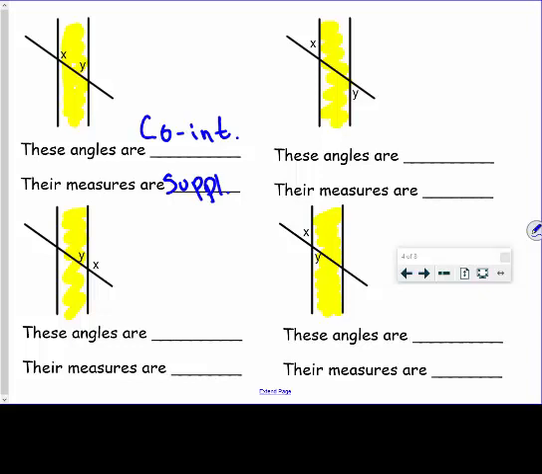Alright, Amandre, next one. What are they? Alternate exterior. And they're congruent. And Amandre, what are they? Congruent.